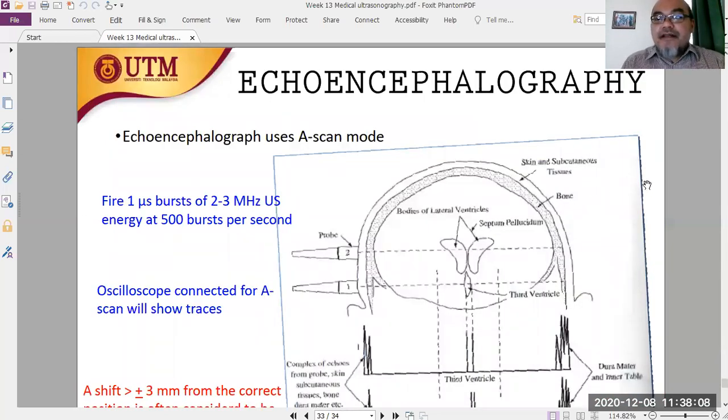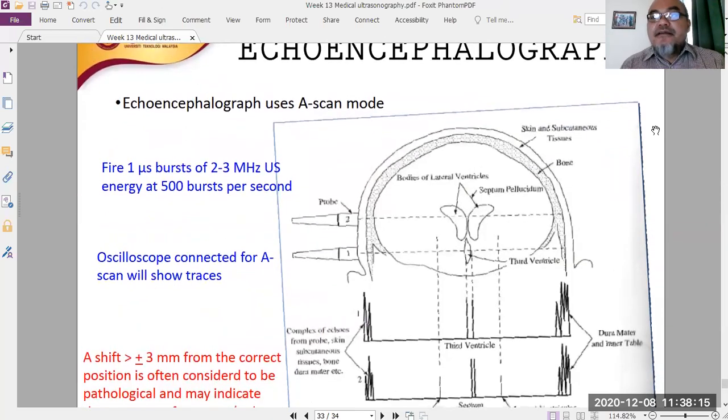Okay, the final subtopic of this chapter is on the use of ultrasound to image the brain, as an alternative to the electroencephalography technique.